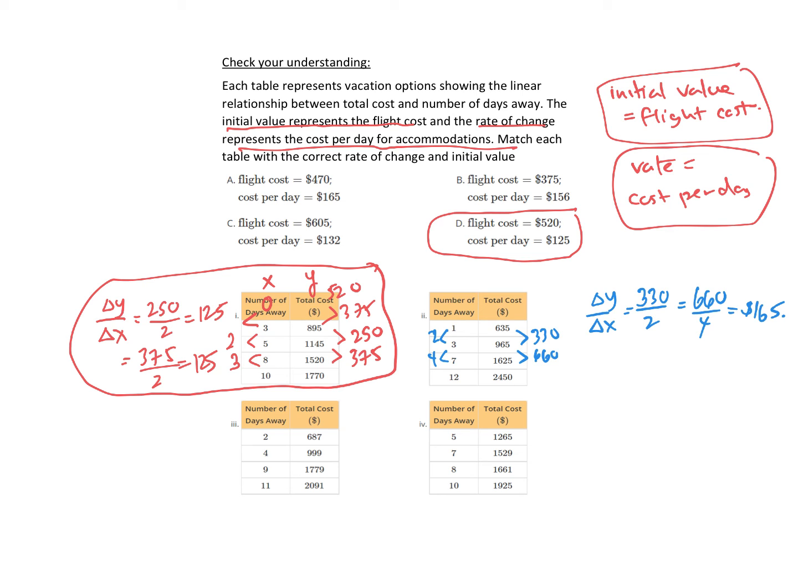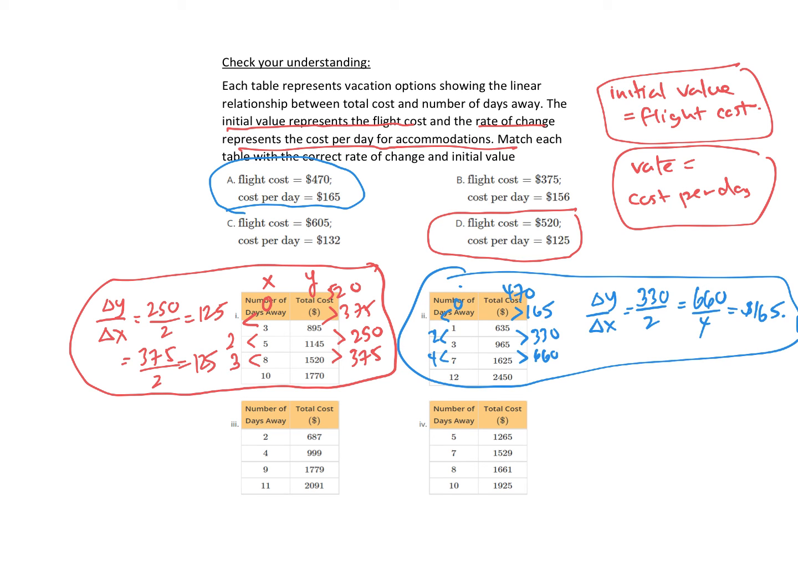And then if I wanted the initial cost, so it looks like it's going to be, this one is $165 cost per day. The initial cost, so if I go back down to 0, I would have to subtract 165 from 635, because it's 165 per day. So 635 minus 165 is 470. So that is correct with the flight cost. So this one goes with that table.